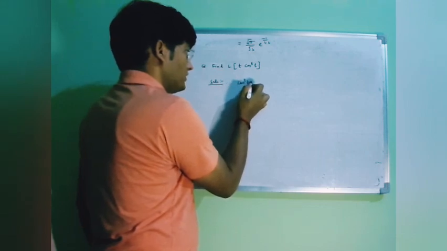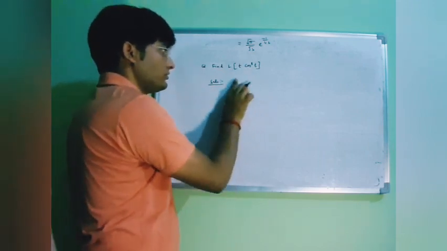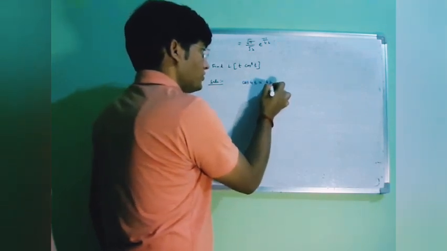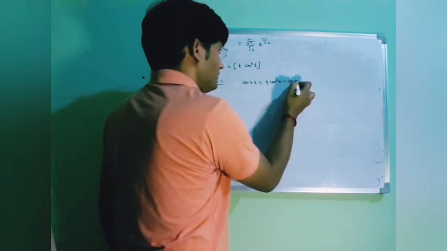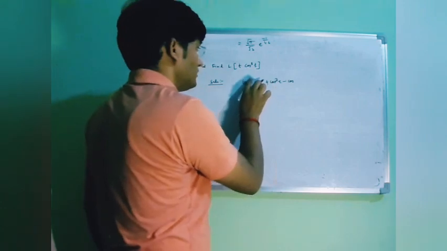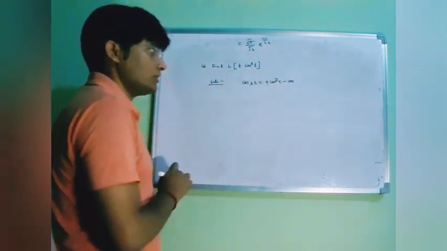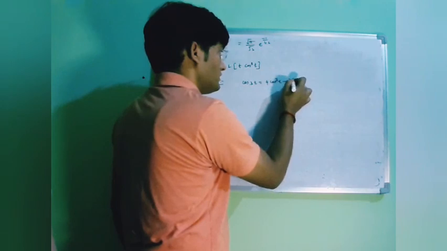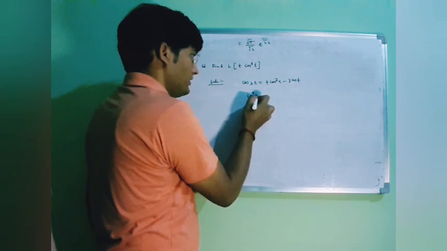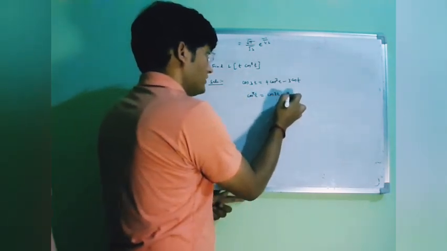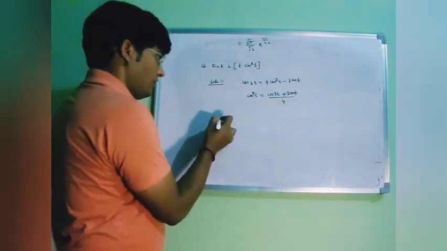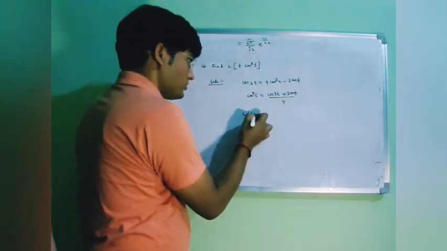So you know that cos cube theta is equal to, just find out the formula of cos 3 theta. Cos 3 theta is equal to 4 cos cube theta minus 3 cos theta. So this is 3 cos t. So with the help of this formula, our cos cube t will be equal to cos 3t plus 3 cos t divided by 4. And now just find out the Laplace of cos cube t.